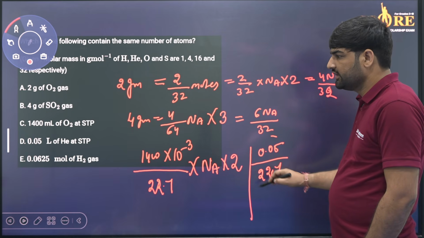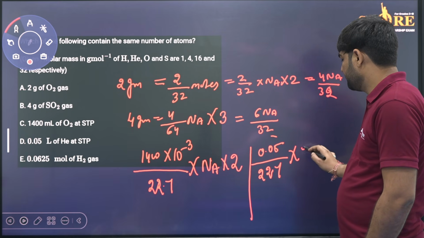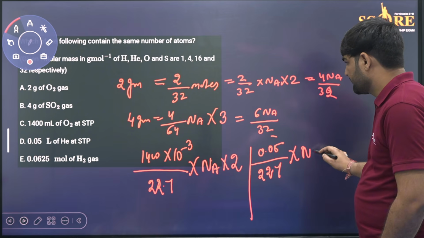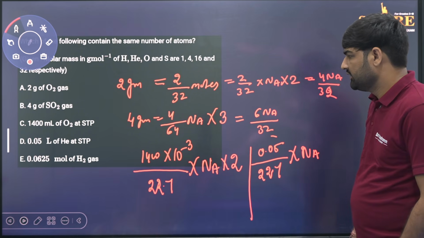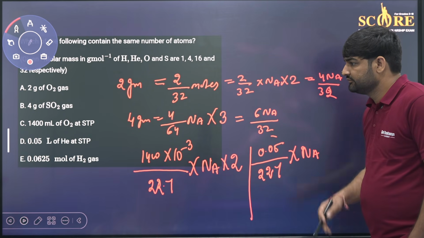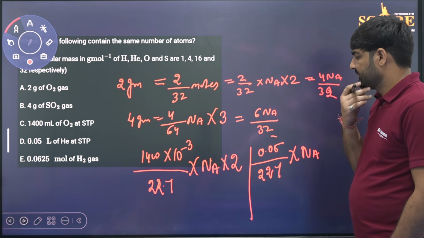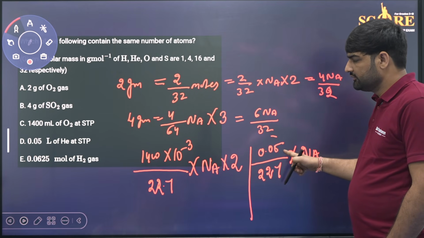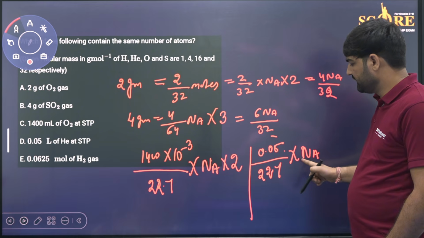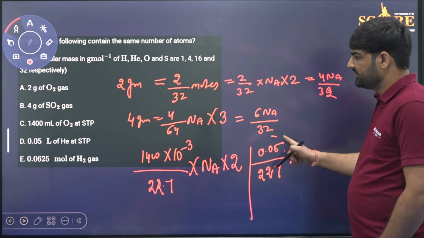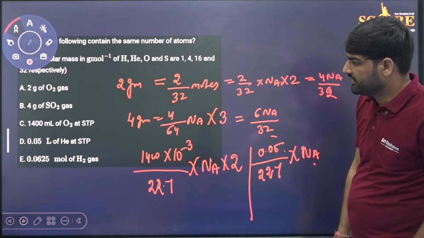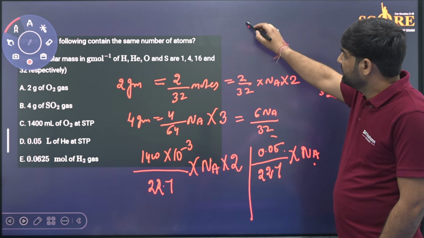These are the moles of the helium, multiply by Na. This is volume, this is mole, multiply by Na. This is the number of helium atoms.